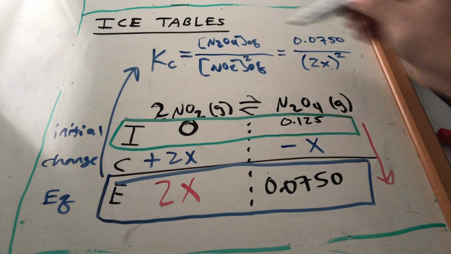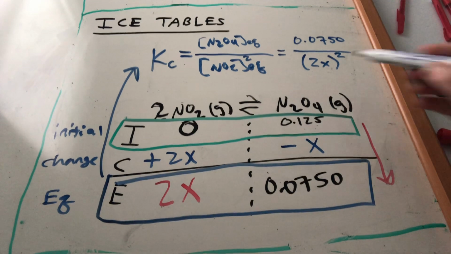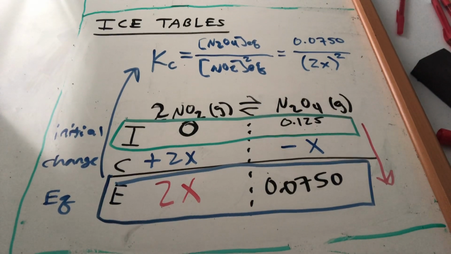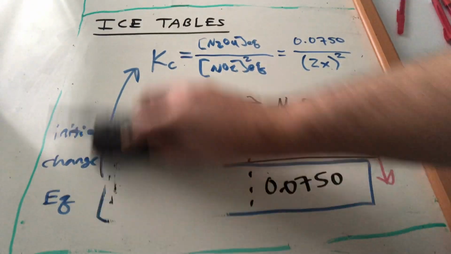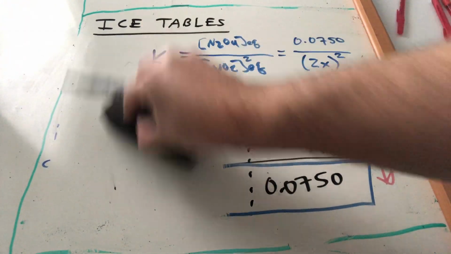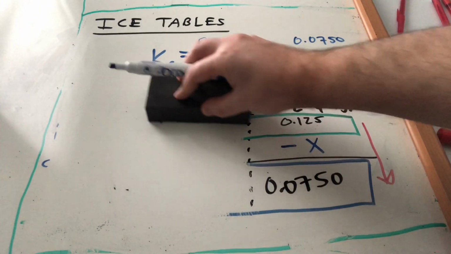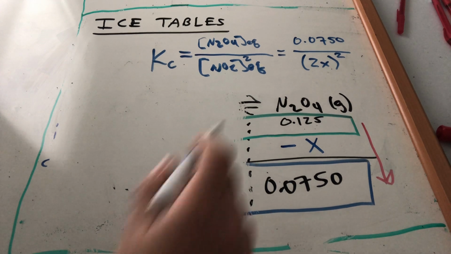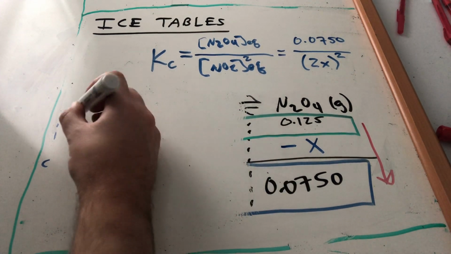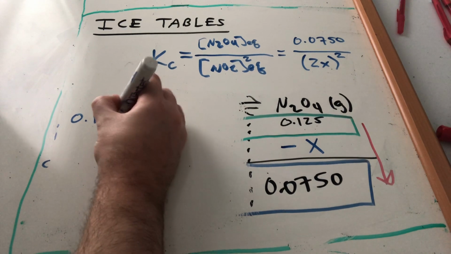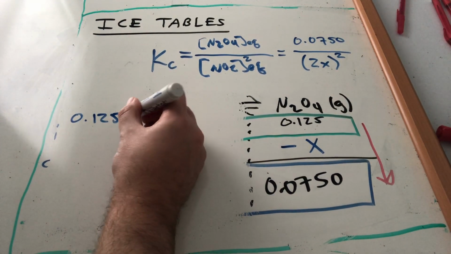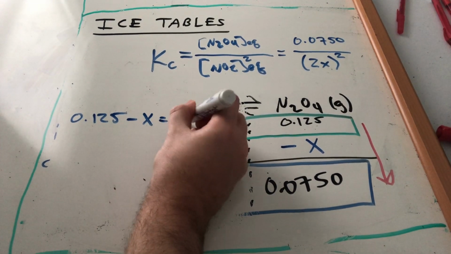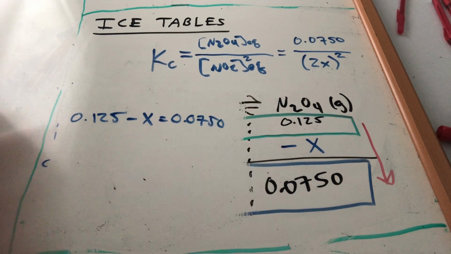Okay, well, great. So then if I need Kc, all I need to do with the rest of this problem is to determine what x is. And so if we go back, now having things completely organized, and we look at this part of our ice table, one important thing for filling out ice tables is we know that I plus C equals E. So essentially from this expression, we have 0.125 minus X equals 0.0750.